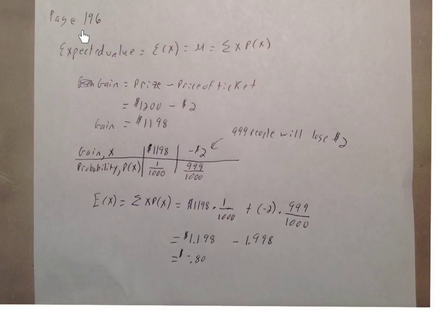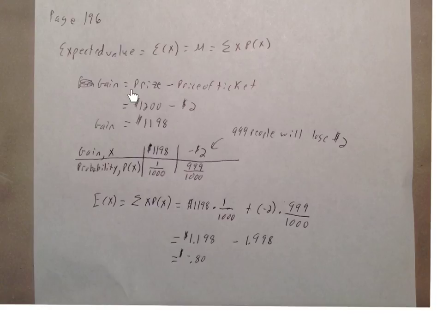I'll refer you to page 196. There's an example almost identical to the one you're asking me about. The expected value, E sub x, is the same as the mean, which is the sum of x times P of x, where x in this case is going to be the prize or the gain in money, and P of x will be the probability that it occurs.